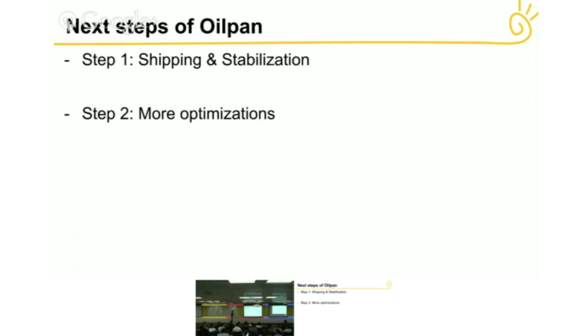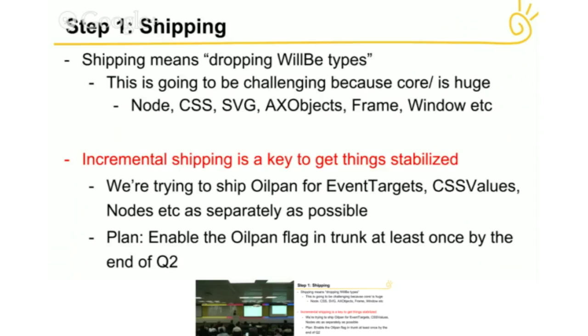So what's the next step for Oilpan? Of course, step one is shipping and stabilization, and step two is more optimizations. Step one is shipping. Shipping means dropping will-be types. This is going to be challenging because core is huge. It contains node, CSS, SVG, AX objects, frame, window, and so on.